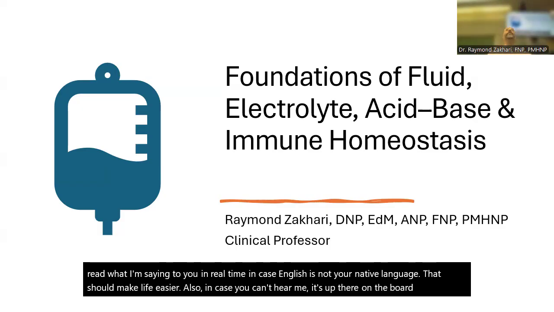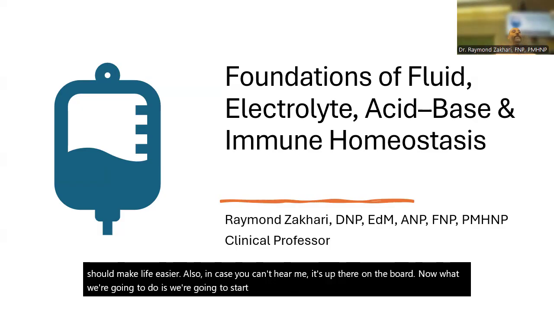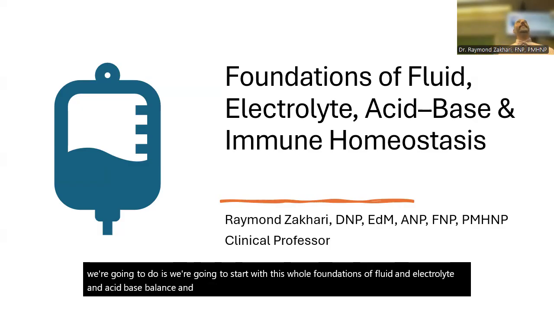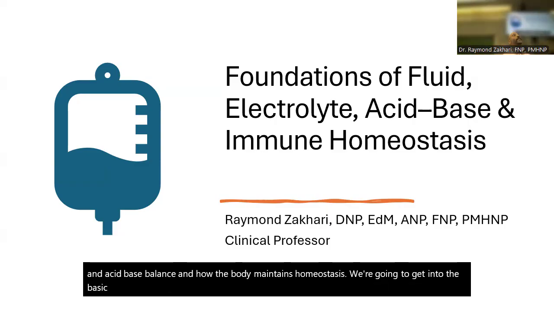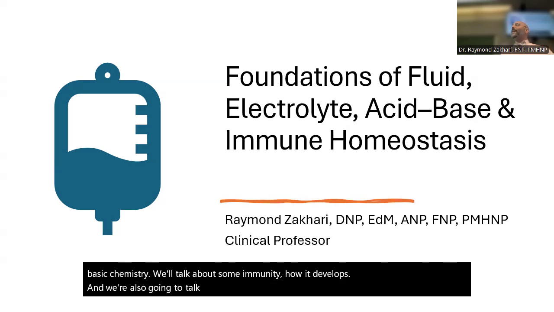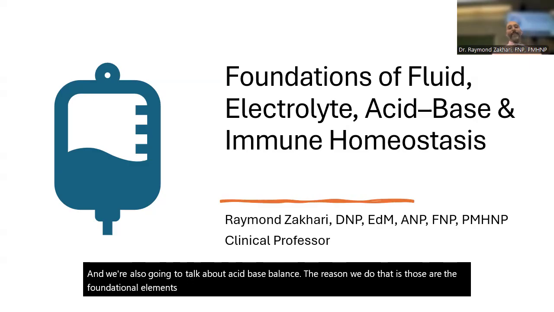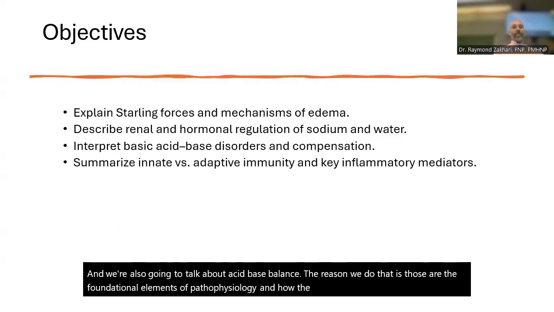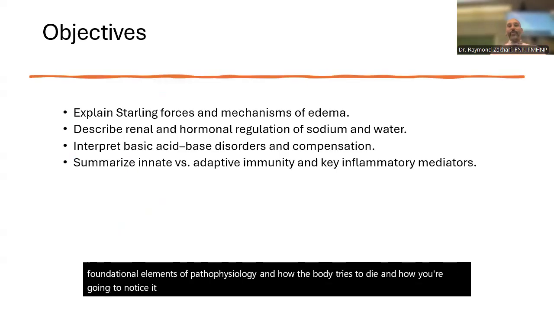Now, what we're going to do is start with this whole foundations of fluid and electrolyte and acid-base balance and how the body maintains homeostasis. We're going to get into the basic chemistry. We'll talk about some immunity, how it develops, and we're also going to talk about acid-base balance. The reason we do that is those are the foundational elements of pathophysiology and how the body tries to die and how you're going to notice it so that you can do something on its way to death.